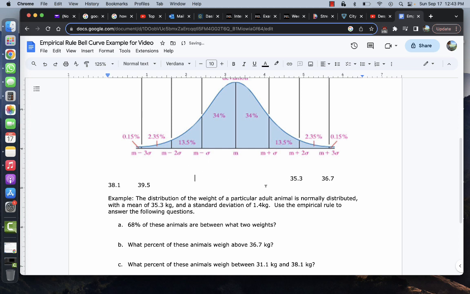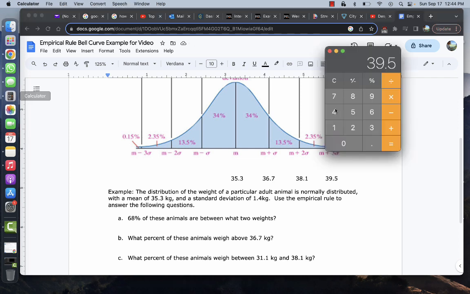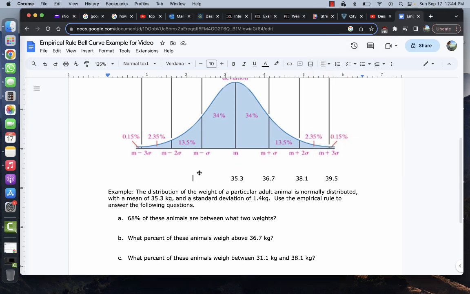This is going to be a little bit of formatting work here, so give me a second. Okay, all right. So find the weight that's 1 standard deviation below. I do 35.3 minus 1.4. That's 33.9. Oops, 33.9, okay, let me fix that. Normally you'd be writing this, it's a little hard to do it in the computer.